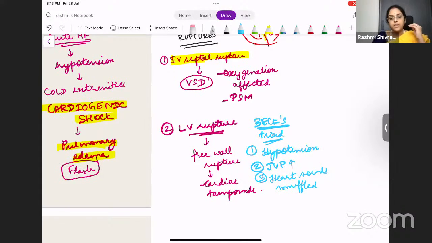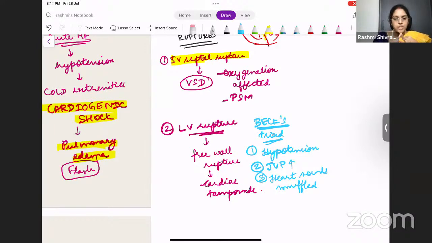Why are the heart sounds muffled? Because there is a lot of blood in the pericardial cavity, acting as a cushion between the ventricle, the pericardium and the chest wall. So you're not able to hear the heart sounds. So what is Beck's triad in cardiac tamponade?